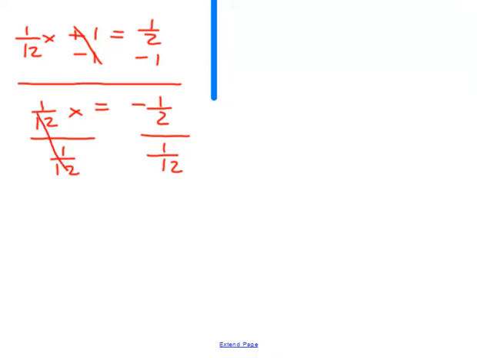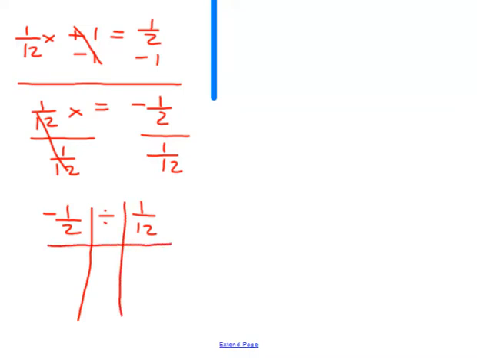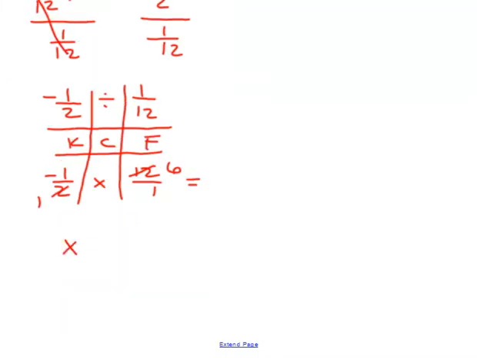So these cancel. It's going to leave us with x. So negative 1/2 divided by 1/12. Keep, change, flip. So keep, change, flip. Cross cancel. So that's going to be x equals negative 6. All right.